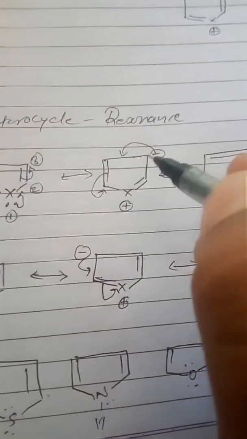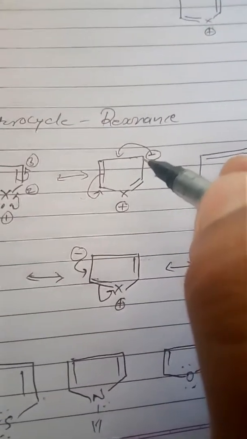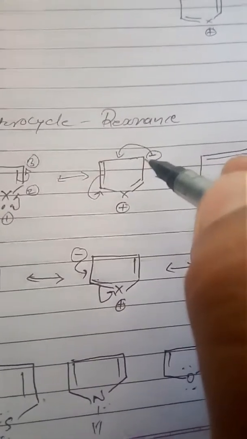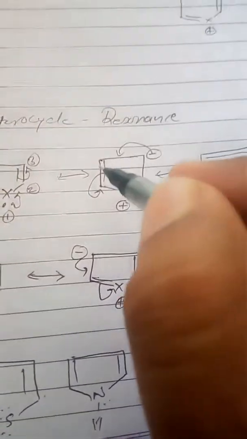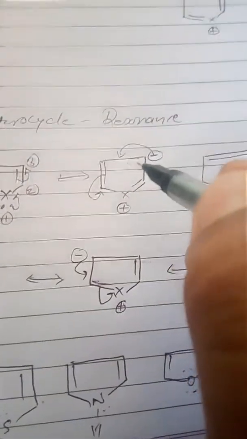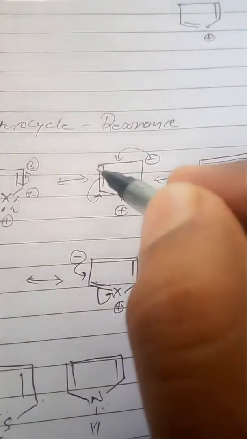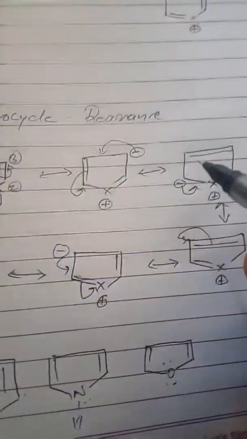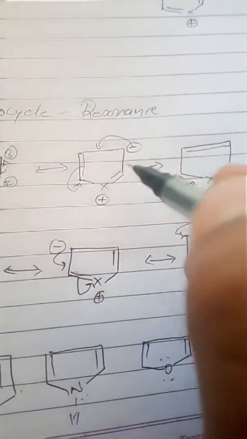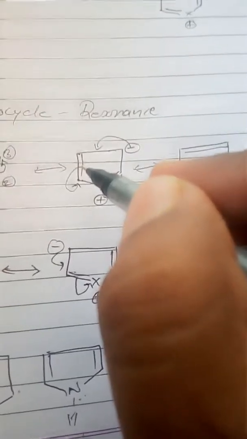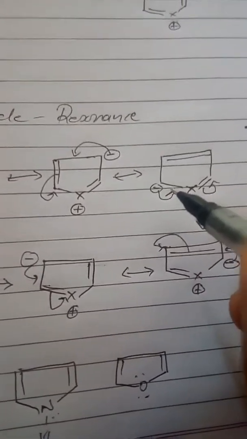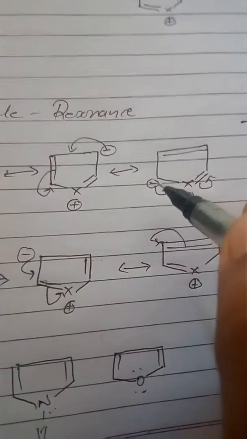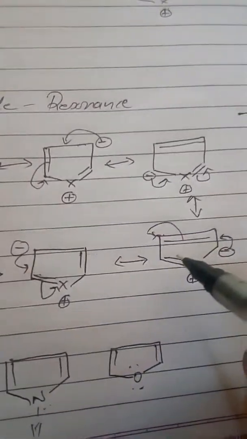Then this negatively charged carbon will share its electron between the third and fourth carbon. A double bond, a pi bond, will form, and the same thing happens here also. The pi bond electrons will shift onto the fifth carbon, and a negative charge will form on the fifth carbon. Then this negative charge will be shared between the fifth carbon and the heteroatom. A pi bond will form.